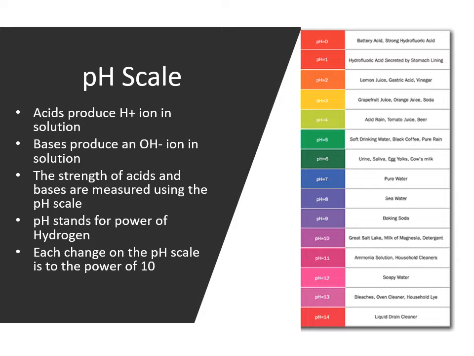That is important when it comes to understanding the pH scale and where these numbers come from. So, just reviewing, and we're going off the Arrhenius definition, acids produce a hydrogen ion in solution. Bases produce a hydroxide ion in solution. The strength of acids and bases is measured using the pH scale. pH stands for power of hydrogen. Every change on the pH scale is a power of 10. And so here's our pH scale. It goes from 0 to 14. Every time you go up 1, that's like times 10.